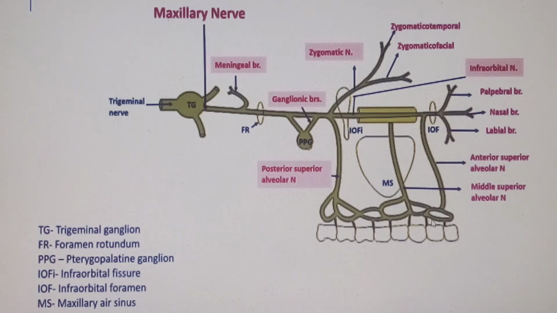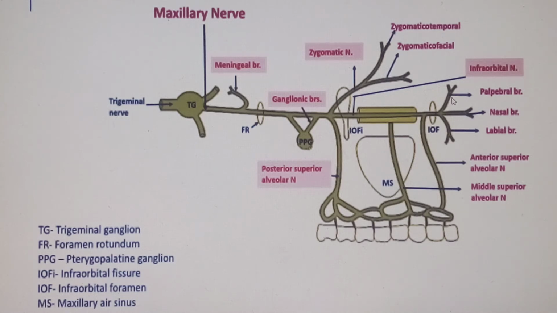But my friends, the other one which supplies the maxillary sinus, the largest sinus that we have over here, is what we call the middle superior alveolar, because the one which runs through this maxillary sinus supplies it as well. But one thing that you have to know is that this nerve, which we are calling the infraorbital nerve, yes, as it leaves this infraorbital foramen, yes, it gives off these 3 branches.